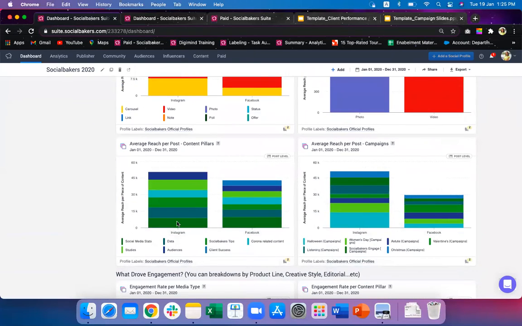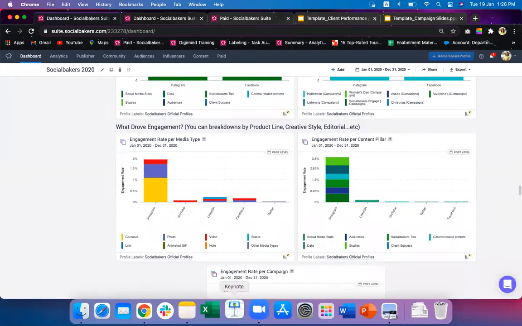Same story goes for the breakdown. So what are the content pillars that drove your reach? What are the campaigns that actually significantly drove your reach? For example, here, our Halloween campaign last year was significantly better than any campaign we've done. Let's study what we did for Halloween. Let's learn from that.